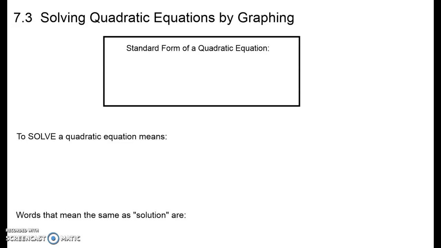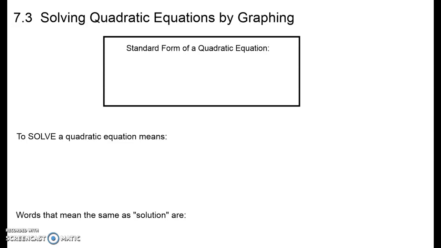Hello, grade 11s. We're going to continue talking about solving quadratic equations, and today we're going to learn how to solve them by graphing. Now, we can set up a table of values and solve them that way by manually graphing on graph paper. Today we're also going to use the Desmos app to solve it with technology.